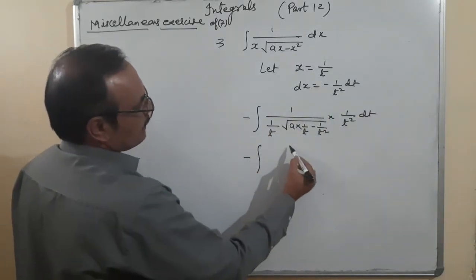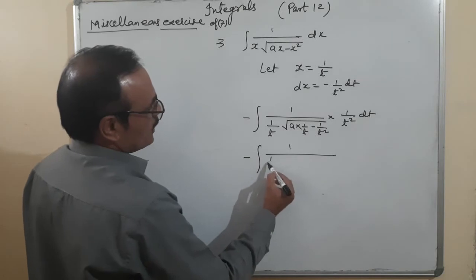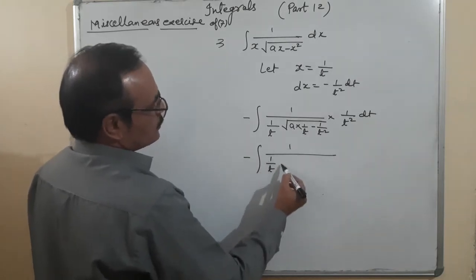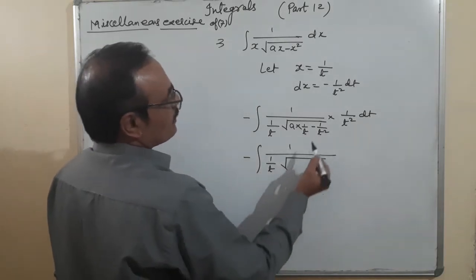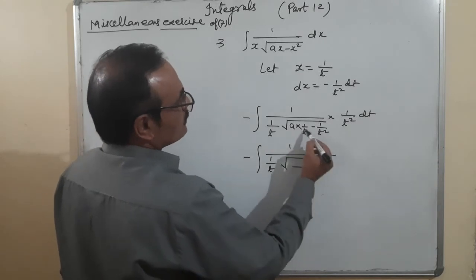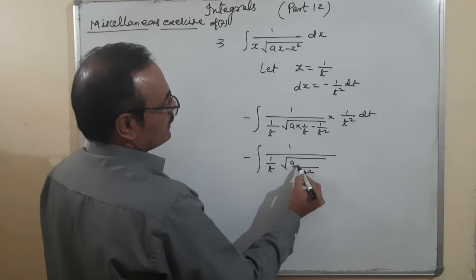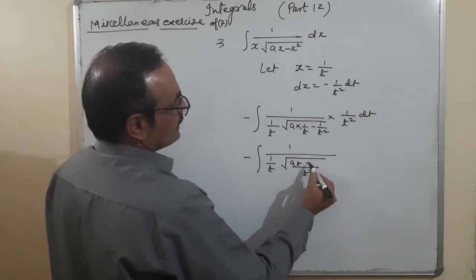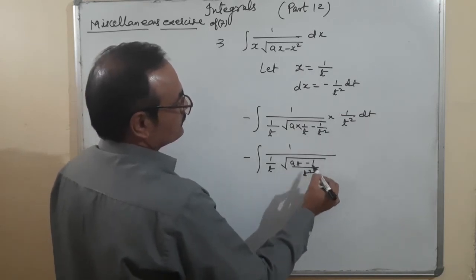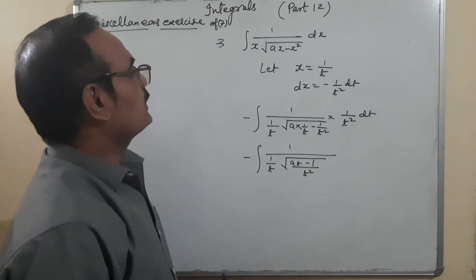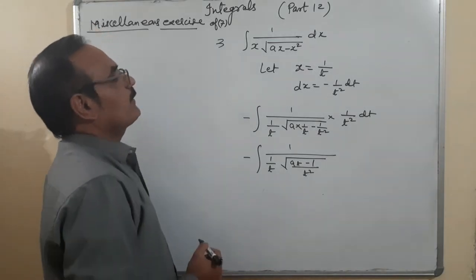Minus sign, 1 upon t into a root term. Inside the root, t square will be the LCM. It is coming at minus 1. Okay.